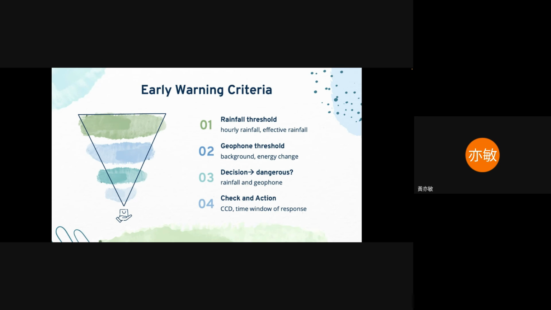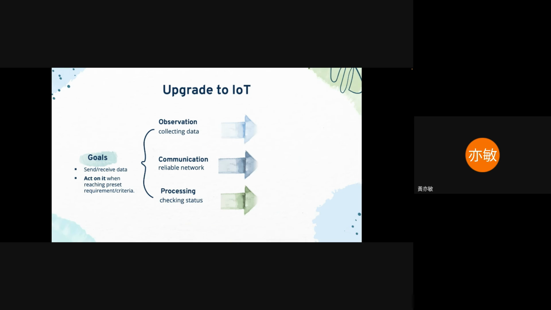Combine them all together, we want to set up early warning models. We need to set up different criteria. The first step is the rainfall threshold. The next one will tell you if this is a false alarm or not. We rely on the geophone signal. And then we need to make decisions, and check if it's actually a debris flow or not. And if it is, then we need to ask our people to evacuate and protect themselves.